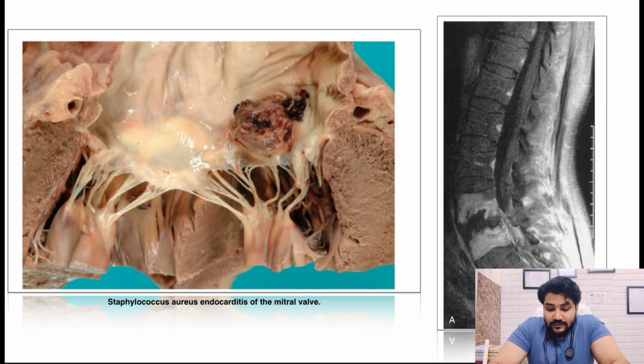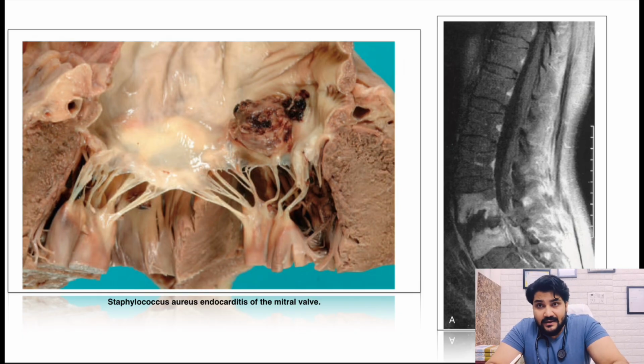Another manifestation is mitral valve prolapse, or you can say infective endocarditis. Here the valves are affected and it leads to prolapse of the valve. Then another manifestation is osteomyelitis, the infection of the bone. Look at this MRI. This MRI is showing a big lesion where you will find this staphylococcus infection. In the ortho OPD and ward, you will find so many cases of osteomyelitis.